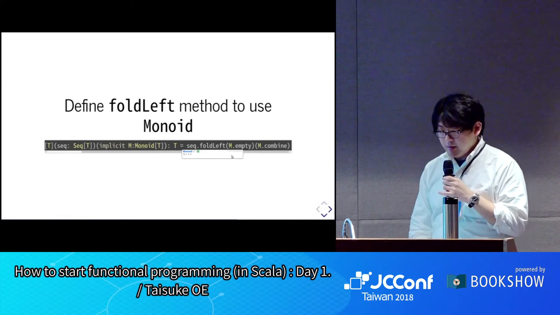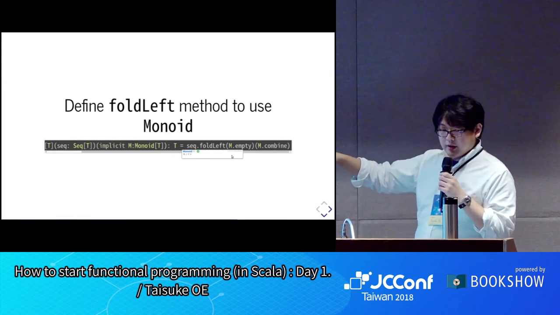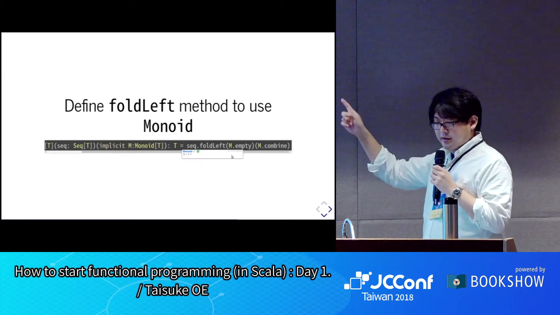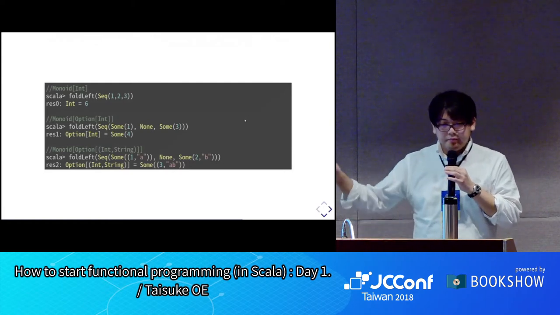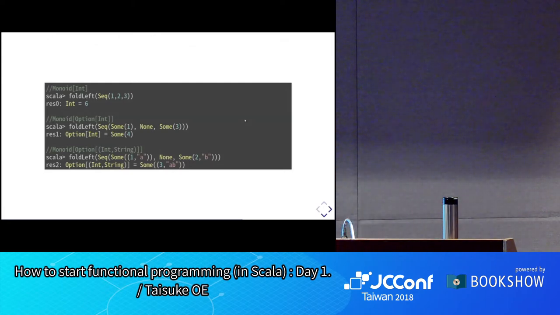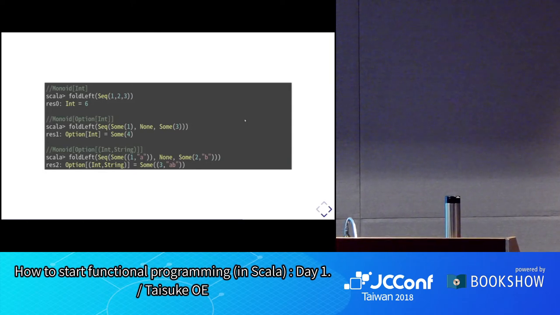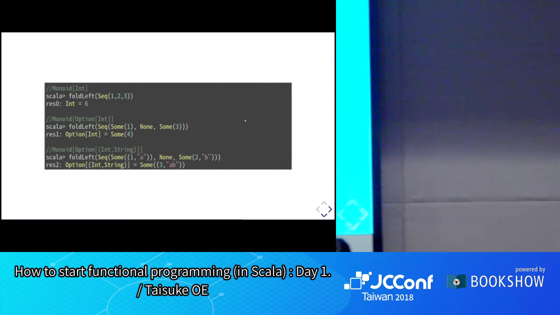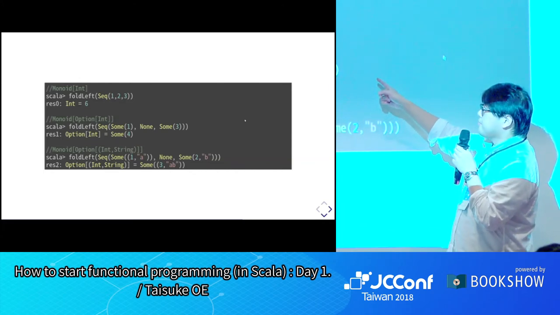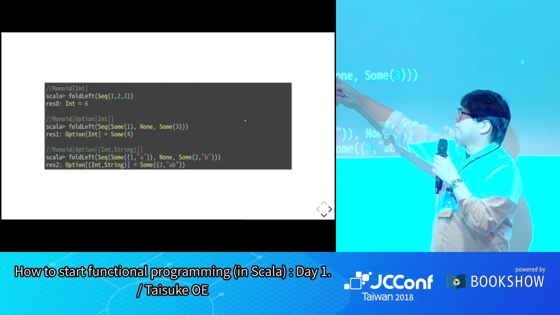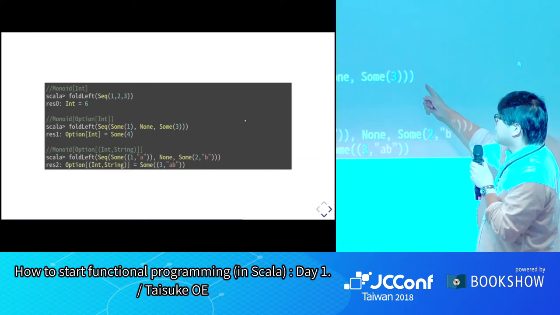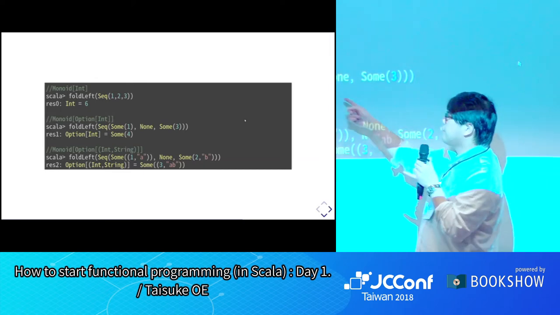Then pass the values into the first argument and second argument of the foldLeft. Using this one, this my foldLeft taking just a sequence of Int returns a 6. Okay, this is because of the monoid of Int. Then if you pass a sequence of optional Int, it uses monoid of optional Int. Then it also uses monoid Int. Then it successfully calculated and it returns a sum of 4.